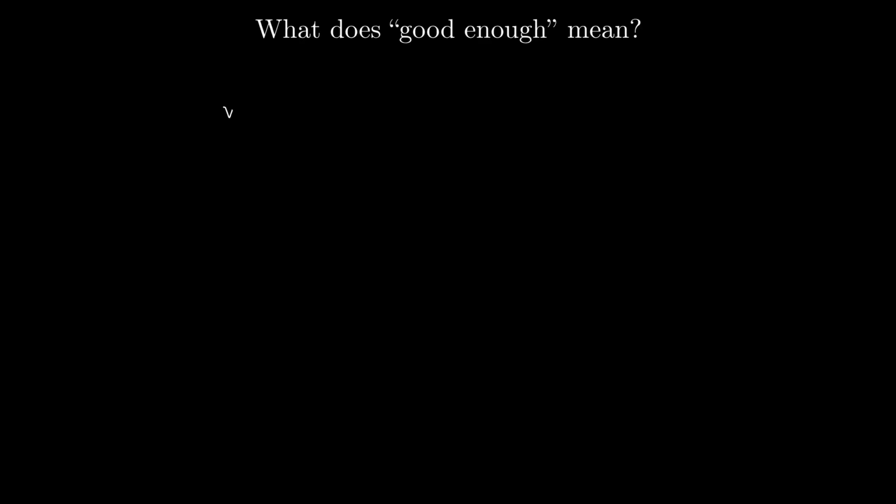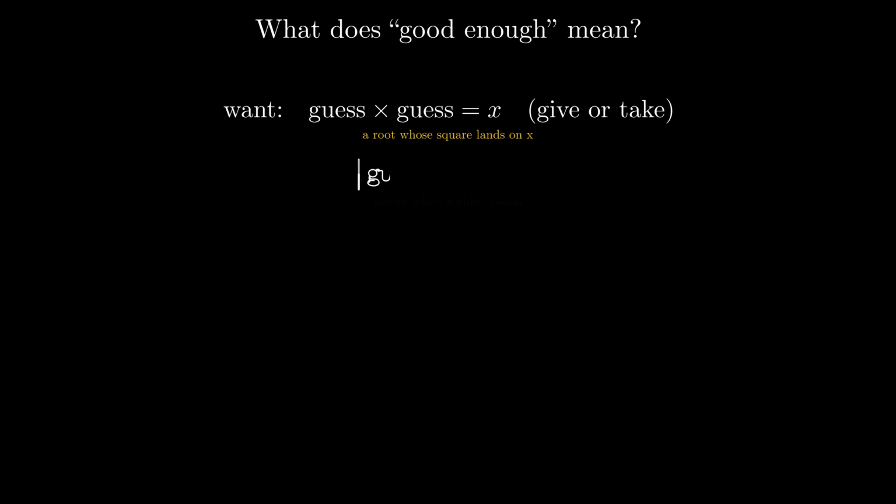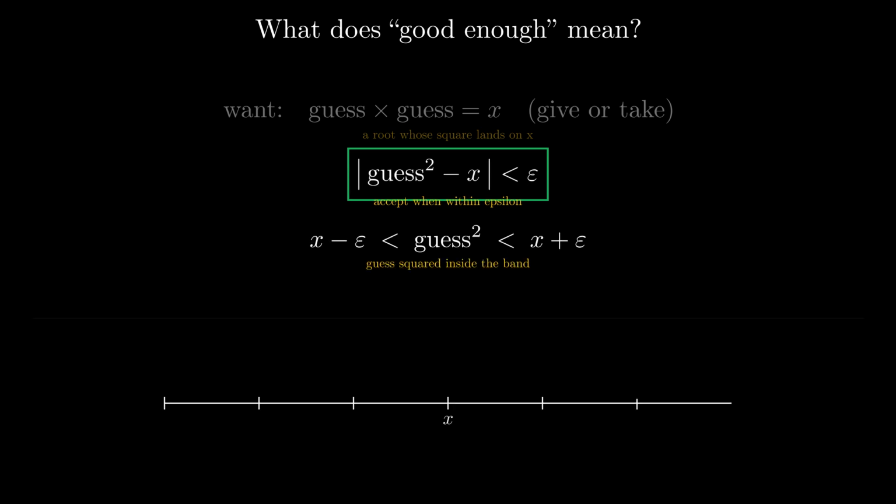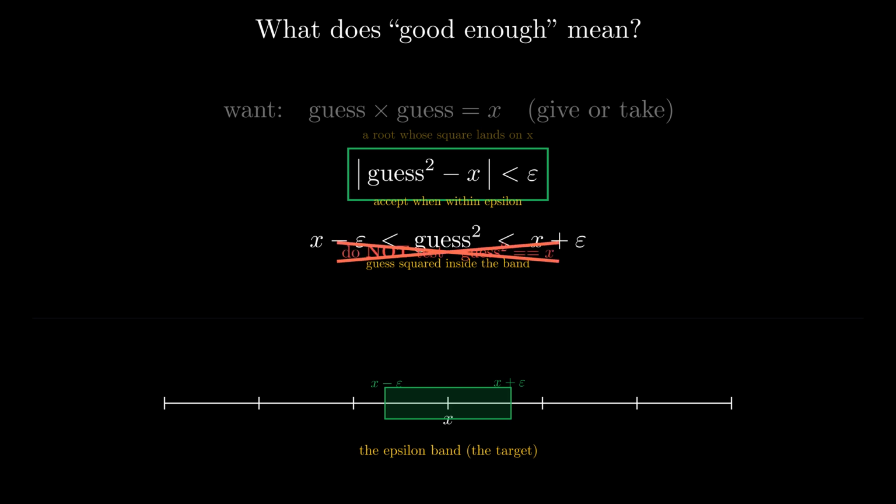So what does good enough actually mean? We want a root whose square lands on x, give or take a little. Concretely, we accept a guess when the absolute value of guess squared minus x is less than some small number we call epsilon. Epsilon is the leeway we allow, the size of the target band around x. Floats are central here. The increments we add are tiny fractions, and the values we compare are floats, so we have to be careful how we compare them. We never ask are they exactly equal, we ask are they within epsilon.